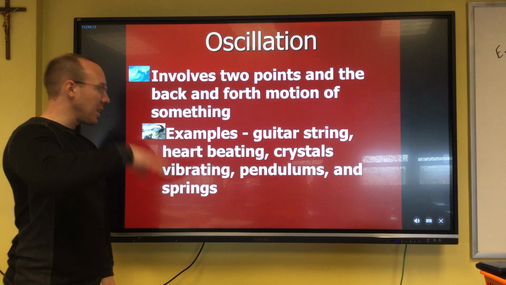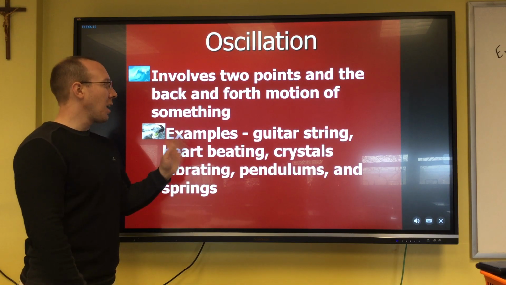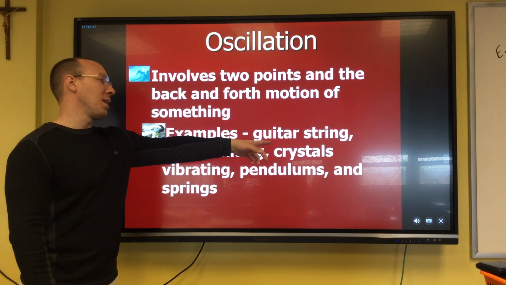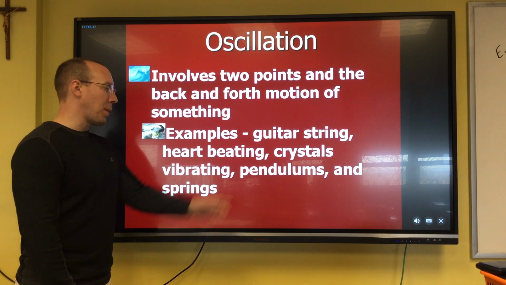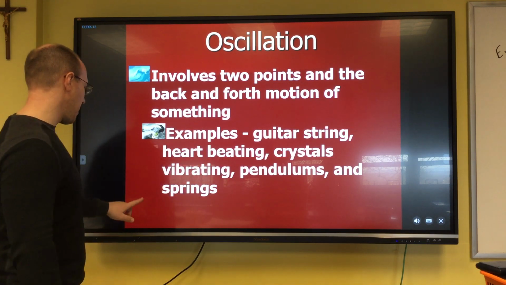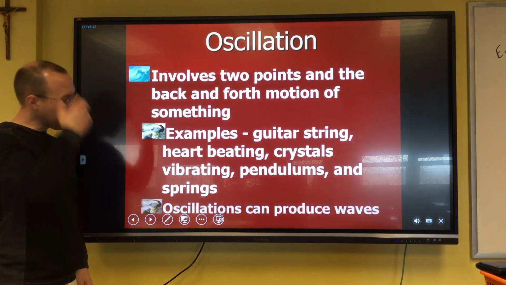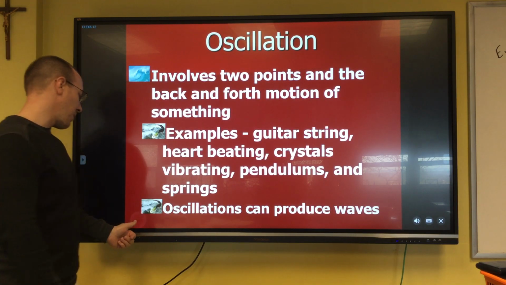Guitar strings oscillate, heartbeats, bump, bump, bump, crystals vibrating back and forth, pendulums. And I think you could already tell that we're getting into waves here when we mention guitar strings and pendulums, where they're going back and forth like this, or guitar strings like this. And lastly here, oscillations can produce waves.